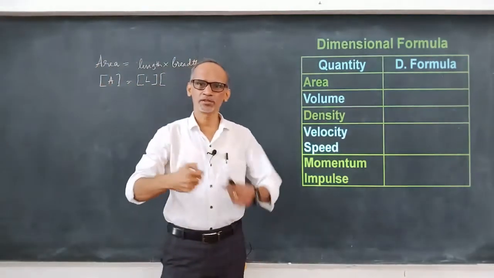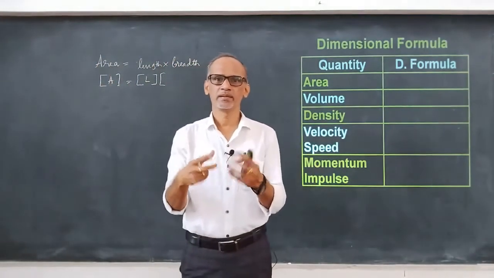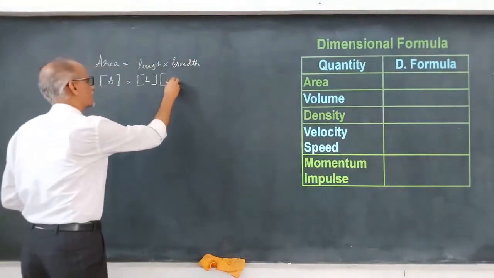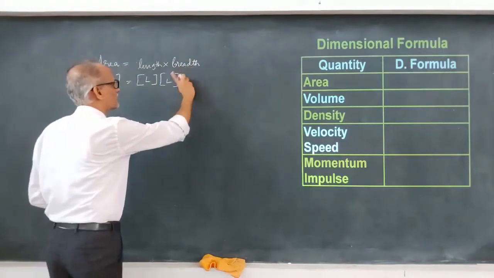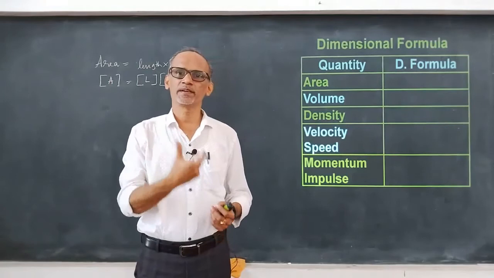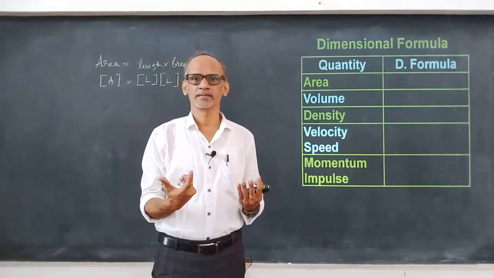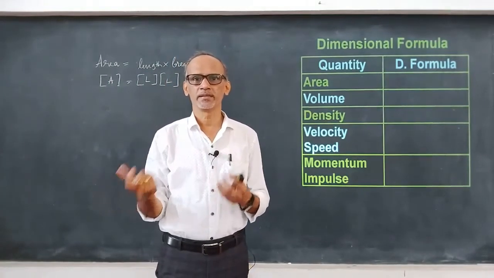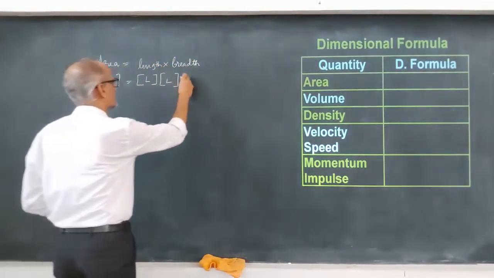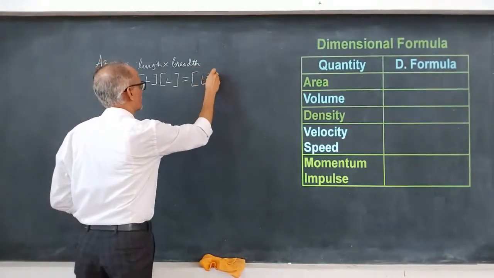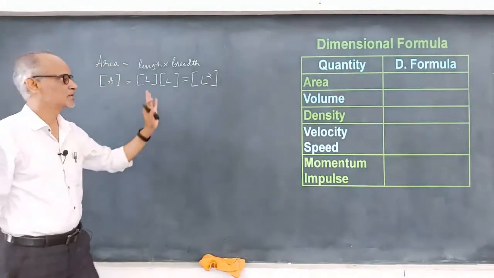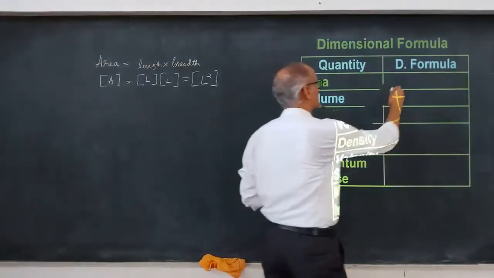Breadth is a measure of length only, right? Breadth is a measure of which fundamental quantity? It's length only. So that means I have to write another L. For breadth there is no separate dimensional formula. We don't write it as a B. What is the unit of the breadth? Meter. Length is also measured in meter. So it's L. What is L into L? It's L square. So this is the dimensional formula of area. What is the dimensional formula of the area? It is L square.